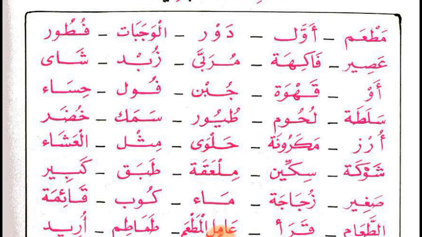Al-Kalimat al-Jadida. Matam, restaurant. Awwal, first. Dor, floor. Al-wajabat, meals, food meals. Futur, breakfast, yes. Asir, juice, yes. Fakiha, fruit. Murabba, jam, yes. Jubn, cheese. Zubda, butter. Cheese, butter. Chai, tea, or kava. Tea, green tea.